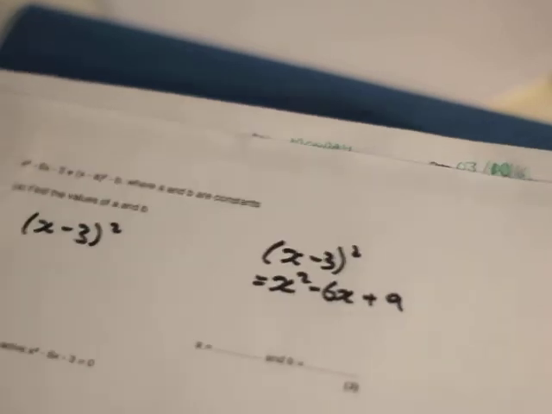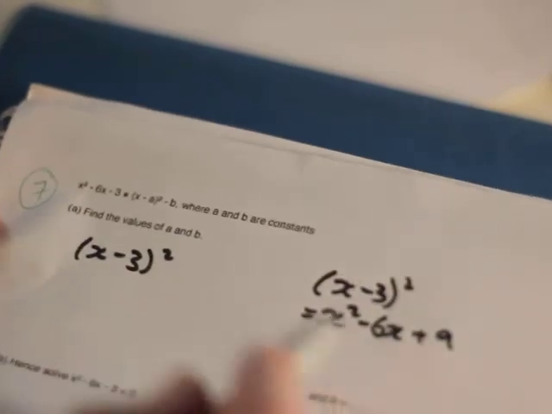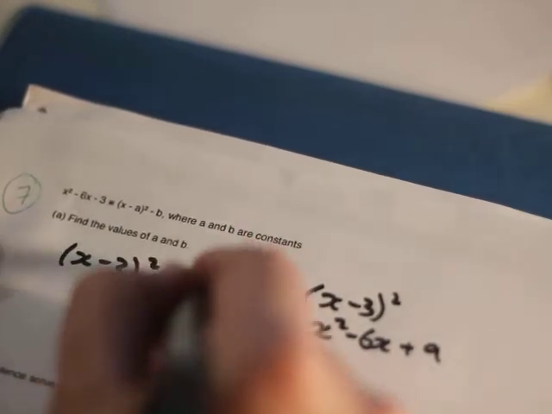Now we don't want that. We don't want x squared take away 6x plus 9. We want take away 3, don't we? So what do we do to our 9 to make our negative 3? We're going to have to take away 12.